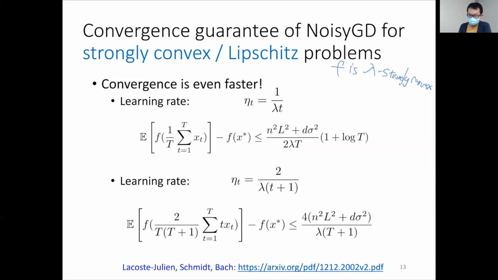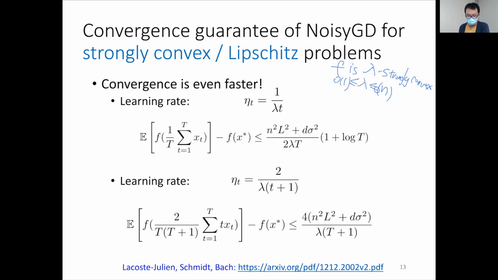And for that reason, this lambda can be as large as order n, and when it is small, it is something like order 1. And if it is order 1, then the effect of this lambda will be somewhat negligible. Okay, so the gist is that when we make even more assumptions, so notice that we don't need the smoothness assumption, we only need the strong convexity and Lipschitz assumptions. When we make these assumptions, then the noisy gradient descent converges even faster to the optimal solution.